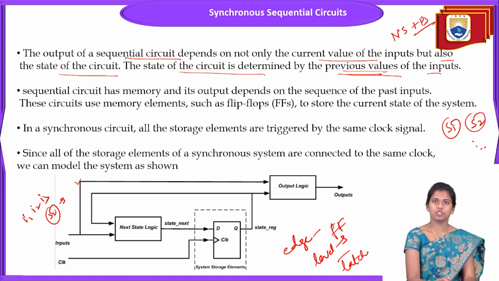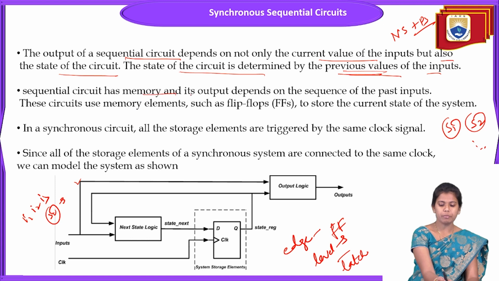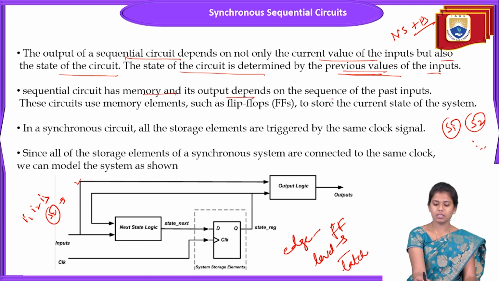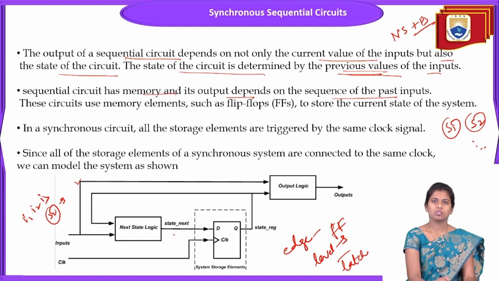And the sequential machines have memory, and the output depends on the sequence of the past inputs. When it comes to memory, we usually store it in storage elements, right? The storage elements are nothing but latches and flip-flops. They go with level sensitivity as well as edge sensitivity, right?